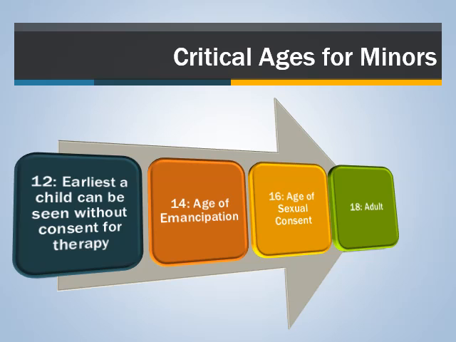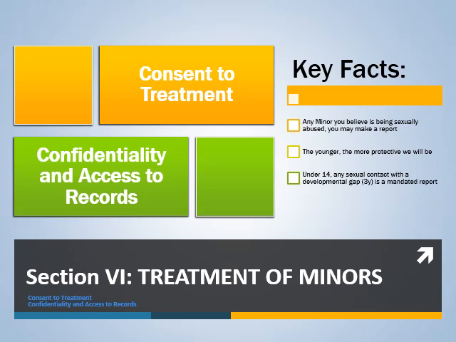Talking about minors, we will talk more about different ages, but 12 is the earliest that a kid can be seen without consent of parents, and 14 is the earliest that they can be emancipated. 18, of course, is adult, and then 16 will be more pertinent when we talk about sexual abuse reporting. Treatment of minors is a tricky business. We're going to talk about consent and access to records.